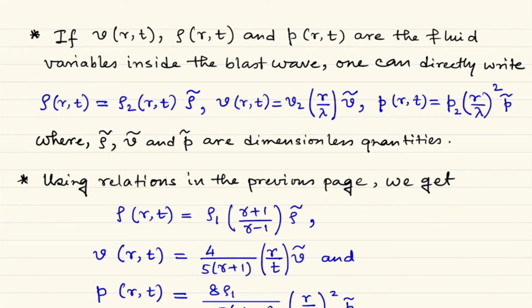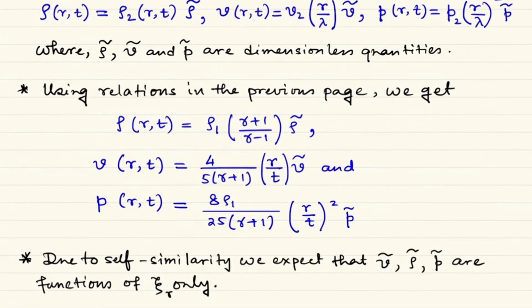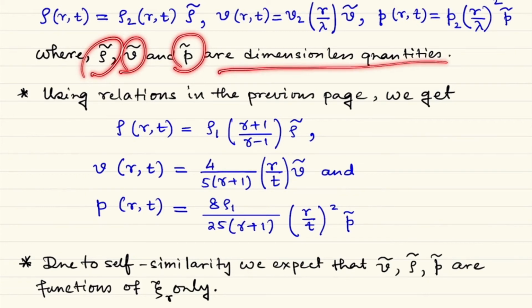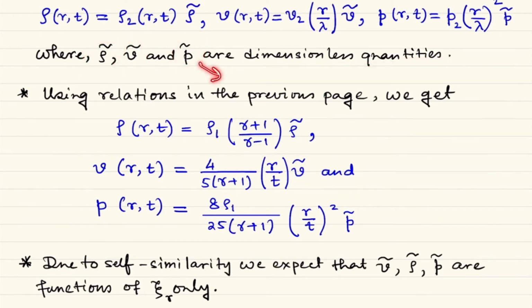Of course, the basic reason, I will give you in an element of calculation, by which it will be much clearer. So if you admit for the time being this type of solutions, where rho tilde, V tilde, P tilde are dimensionless quantities, and they are not only that, they are functions of xi R, that I am coming to that point. So they are dimensionless quantities.